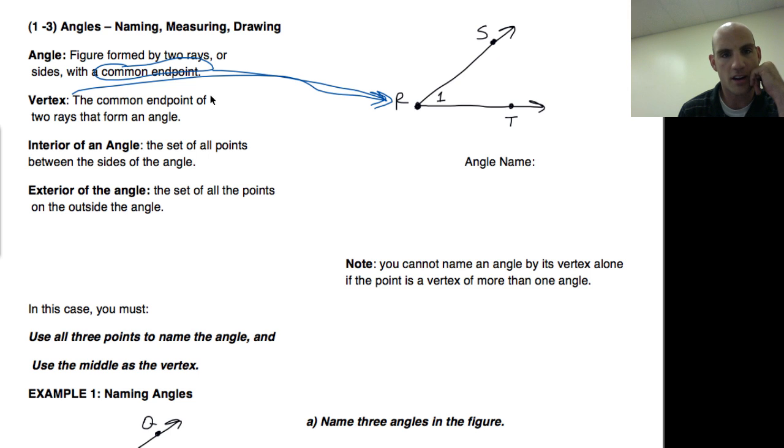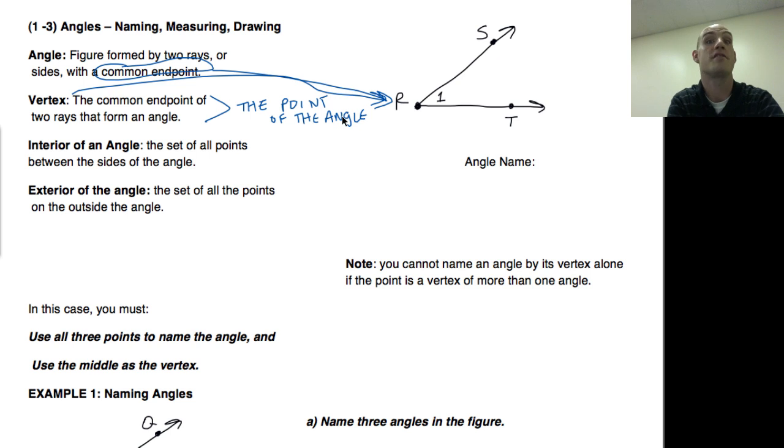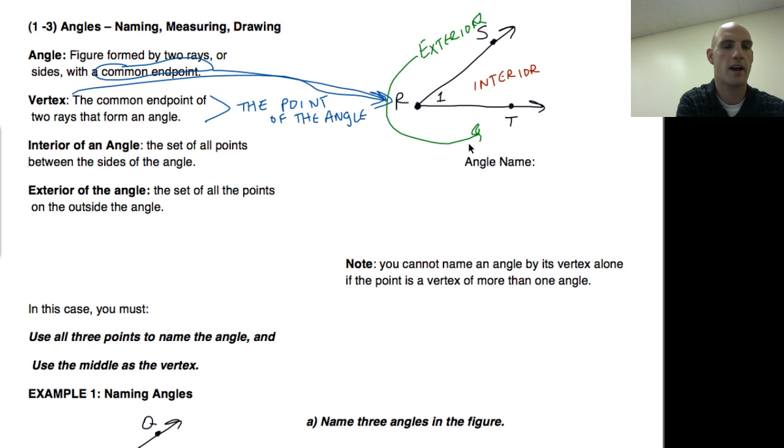The vertex, you can think of it as the point of the angle. The point of the angle is the vertex. The interior of the angle is the stuff in between the sides. So this is the interior. And this would be the exterior. That's all this stuff on the outside. And so we need to talk about naming angles.